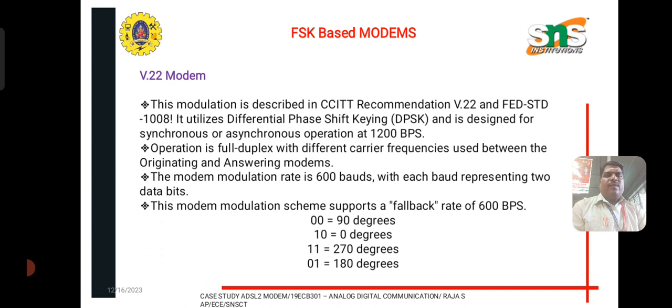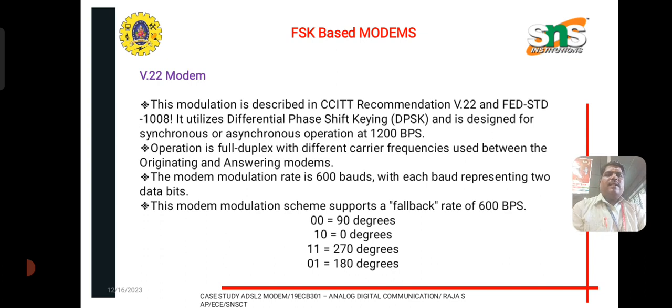The V.22 modem. So it is the updated version of the 201 modem. This modulation is described in CCITT recommendation V.22 and FED STD 1008. It utilizes differential phase shift keying and it is designed for synchronous or asynchronous operation at 1200 bits per second. The operation is full duplex, that is both the user and the sender can transmit their information at a time, with different carrier frequencies used between the originating and answering modems.